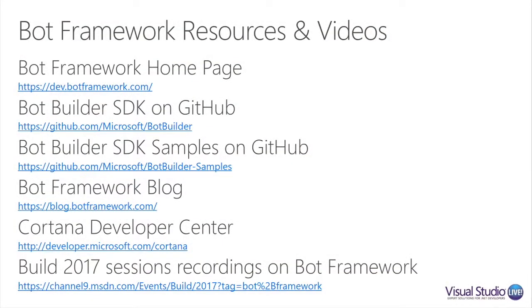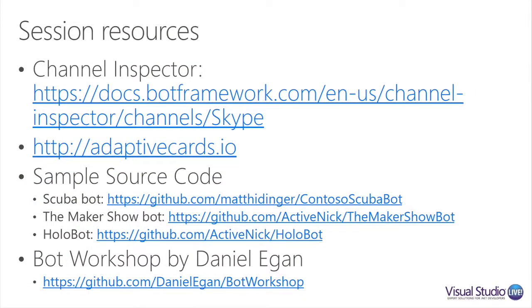If you want to know more about this, the Bot Framework homepage is here. The SDK is on GitHub. But there's also a separate GitHub repo for a ton of samples on the Bot Framework. All of this is already in the deck you can download. There's the Bot Framework blog you should check for the new changes, the Cortana Developer Center, and if you use that link there, that will take you to a bunch of sessions from Build that you can watch about the Bot Framework and Cortana skills. Beyond that, there's a channel inspector and adaptivecards.io. This is where you can look at these cards and test the format to see how they look on Skype, how they look on Teams, how they look on Slack, and things like that.